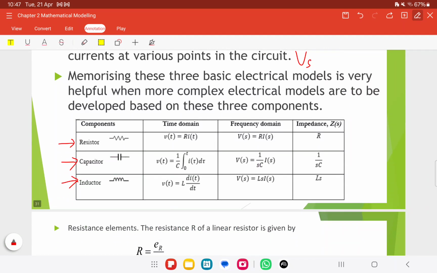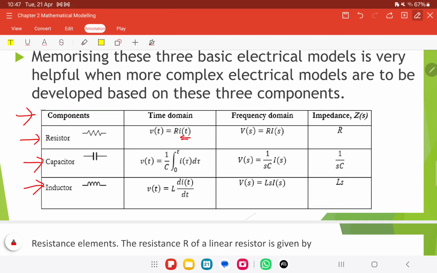Alright, so these are all the passive element components: resistor, capacitor and inductor. For all these three elements, we can have them in time domain and also in frequency domain. For time domain, the T is the time domain, for resistor, capacitor and also the inductor. And for frequency domain, the S. If you observe here, in time domain we write lowercase letters. In frequency domain we write uppercase letters. Okay.